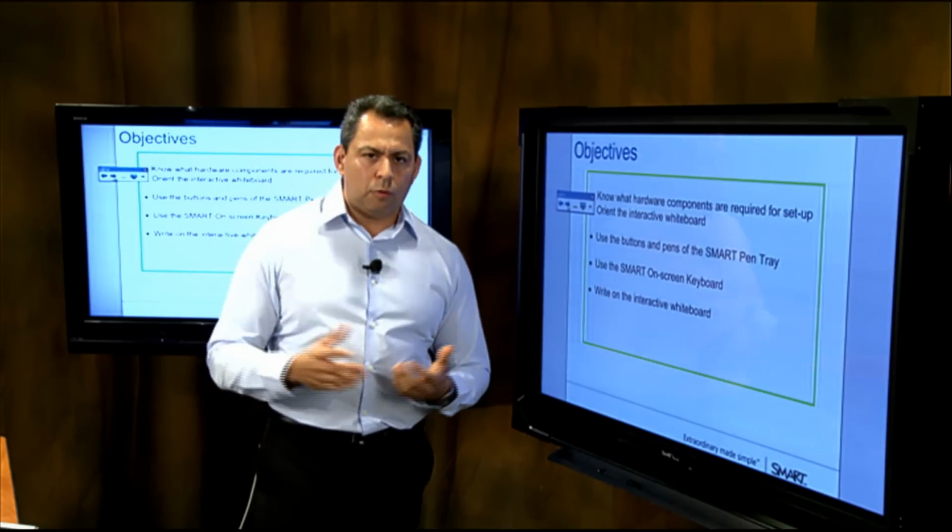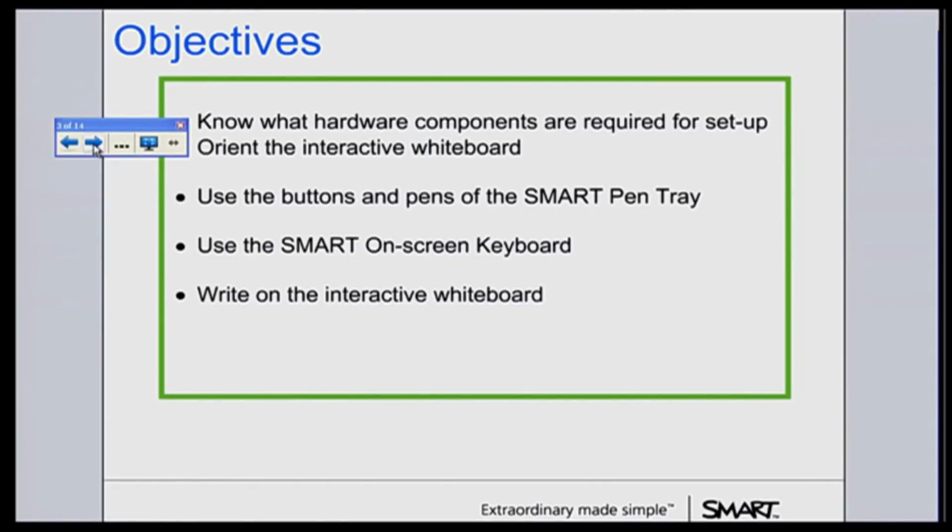Our objectives for today are knowing what hardware components are required to set up your smartboard. A lot of times teachers get a smartboard, put it up, and say, what do I do next? It's not working for me. So I'm going to show you all the different tools and cables that you need to get your smartboard working in your classroom. Also, how to use the buttons and pens on the smartboard, which has different pens and buttons on the board. I'm going to show you how to use those particular buttons. And how to use an on-screen keyboard. The main thing about a smartboard is you don't want to be going back to your computer looking for everything.